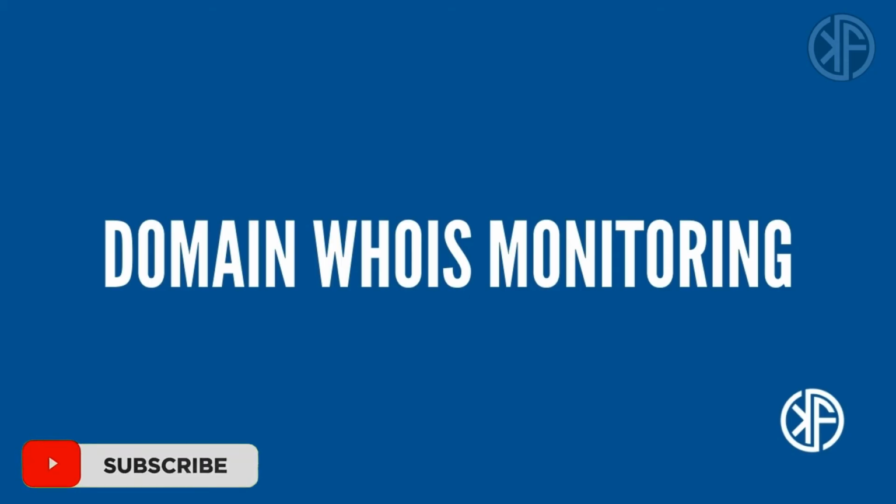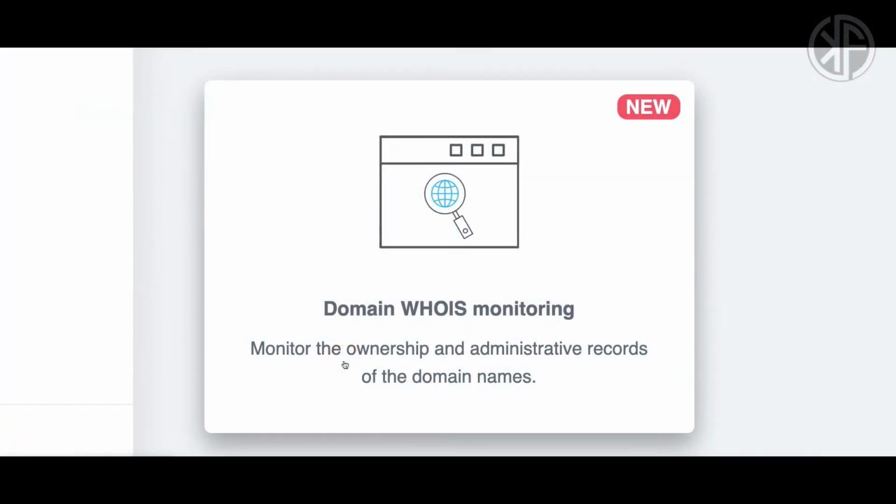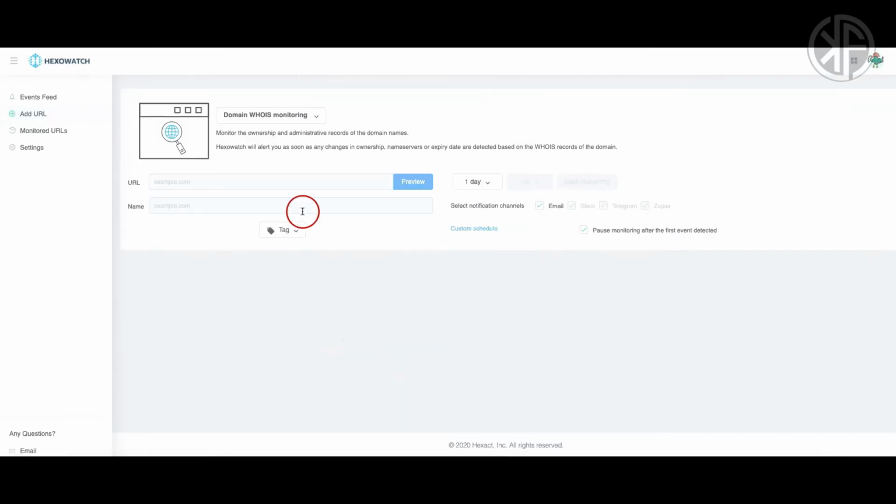So the last monitoring option that we're going to take a look at is the domain WHOIS monitoring. Now, this will allow you to monitor the ownership and administrative records of a domain name or domain names. And this is a new feature from Hexowatch. Now, this is particularly useful if there's a domain name you're interested in, and so you can get a heads up when the status of the domain changes, whether it gets dropped and goes back on the market. So let's go ahead and take a look at how this works.